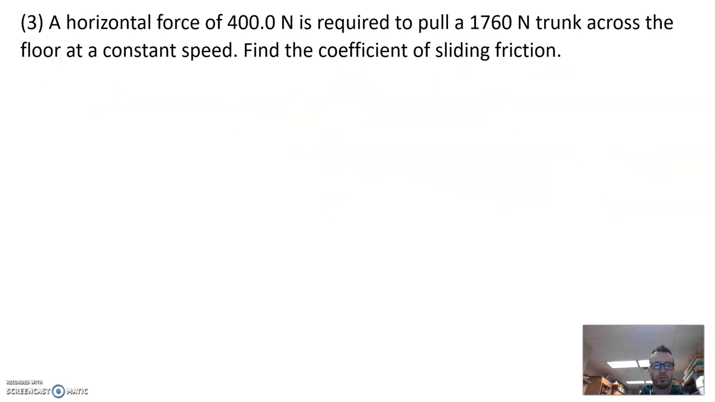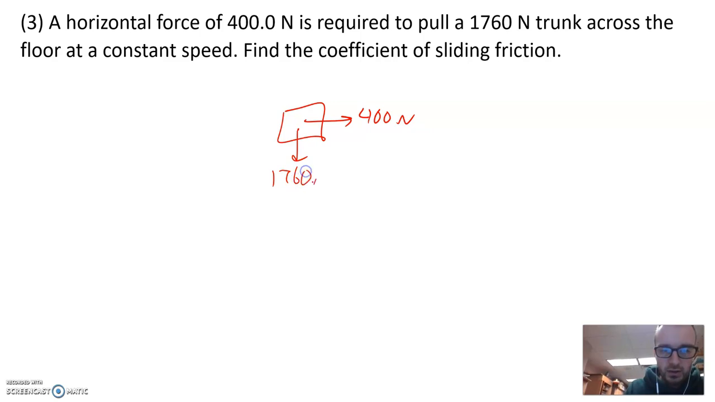Next one: a horizontal force of 400 newtons, so let's draw this, 400 newtons, is required to pull a 1760 newton... all right, that's telling us about the force of gravity. Careful. Always look. If it has kilograms, that's mass. If it has newtons, that's force. All right, across the floor at a constant speed, find the coefficient of sliding friction.